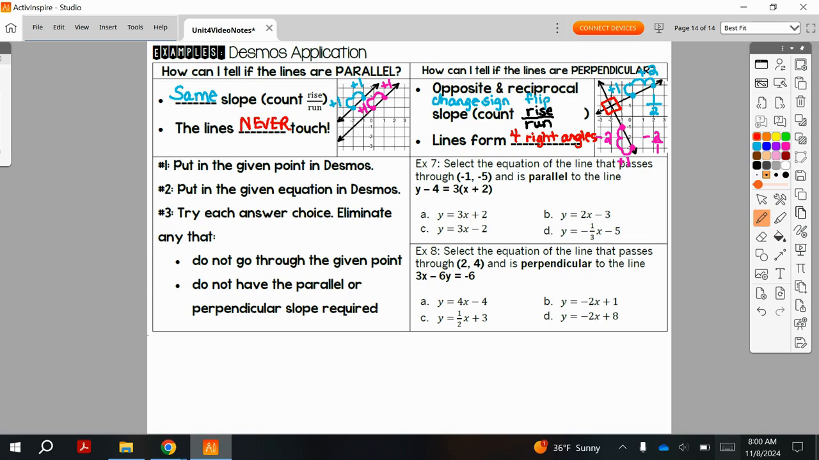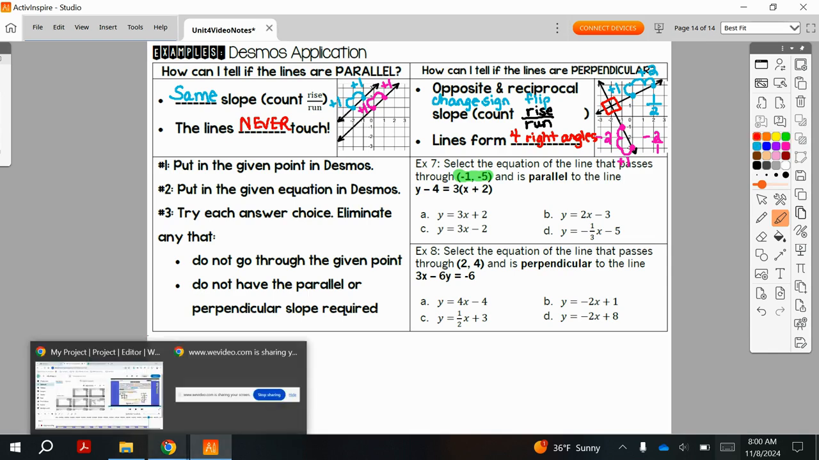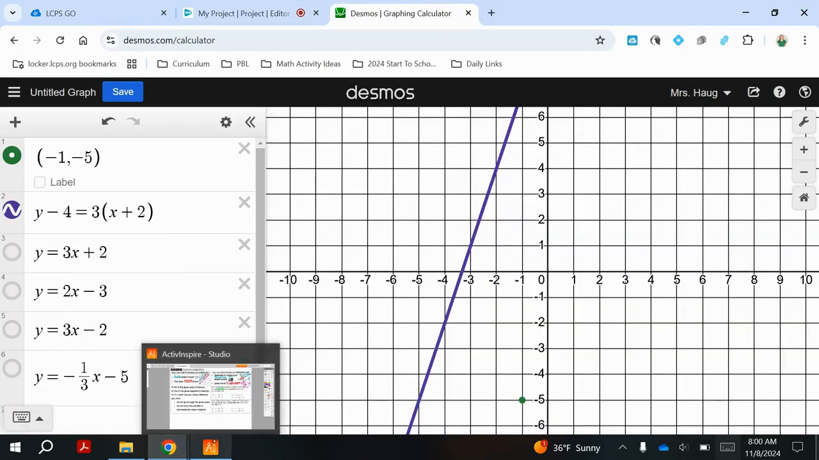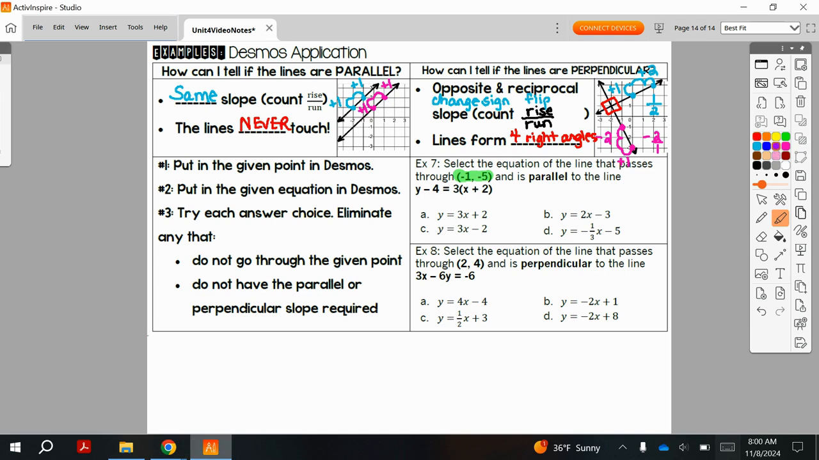Let's go ahead and try these in Desmos. So I'm going to put in the given point in Desmos for example number 7. So that point is going to be negative 1, negative 5. That's going to be my green point in Desmos. Step number 2 is I want to put in the given equation. So my given equation is going to be y minus 4 equals 3 parentheses x plus 2. And that's going to go ahead and be my purple line in Desmos.